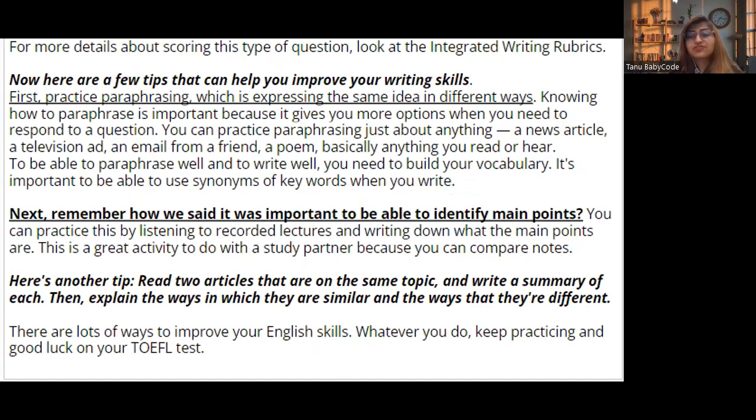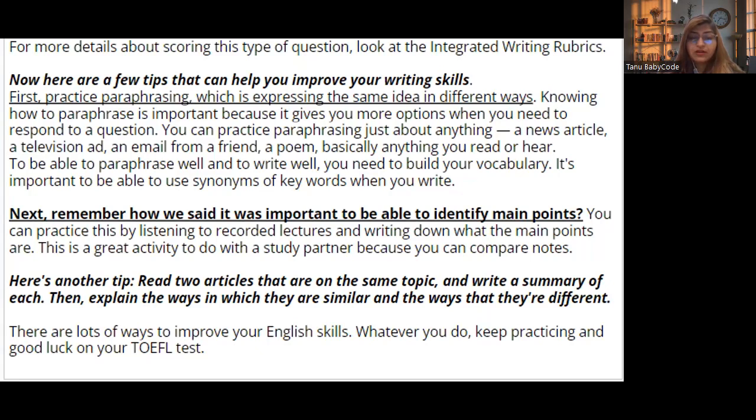So you can practice with just about anything: news articles, television, emails, poems, whatever you read or hear. Try to paraphrase well, try to write well, build up your own vocabulary. Use synonyms or keywords whenever you write.